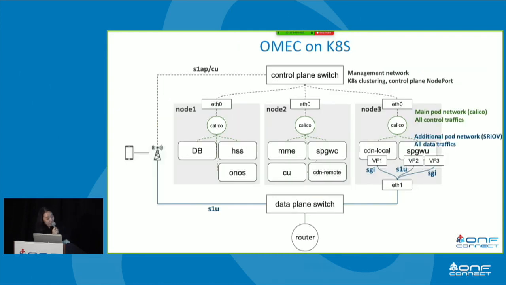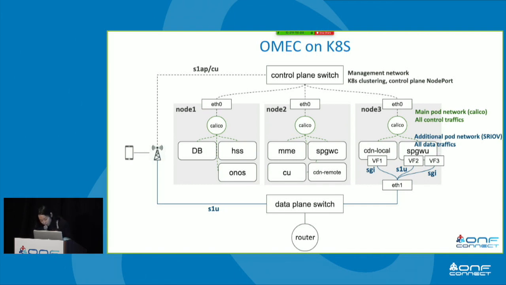This diagram shows an example deployment of OMEC on Kubernetes. Each box inside the node is a pod running the named processes. And as I mentioned, this is an example deployment, so these pods can be scheduled differently. MME can be deployed in node 1, and HSS can be deployed in node 3, and so on. And as you can see, all pods are attached to Calico networks, which is the main pod network we use. We use this main pod network for all control plane packet traffic.